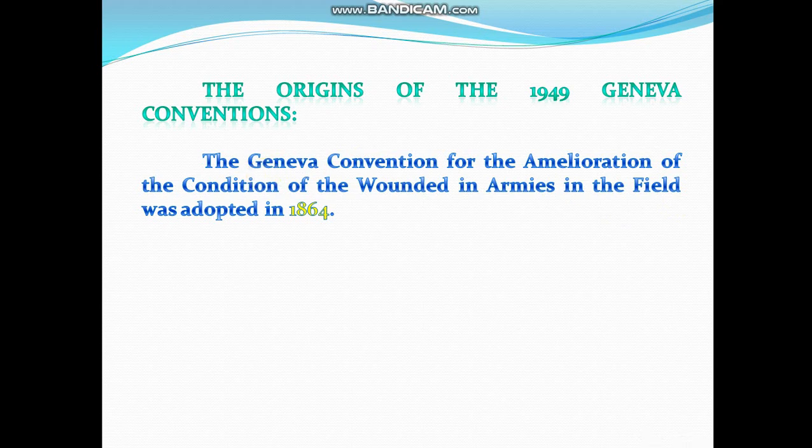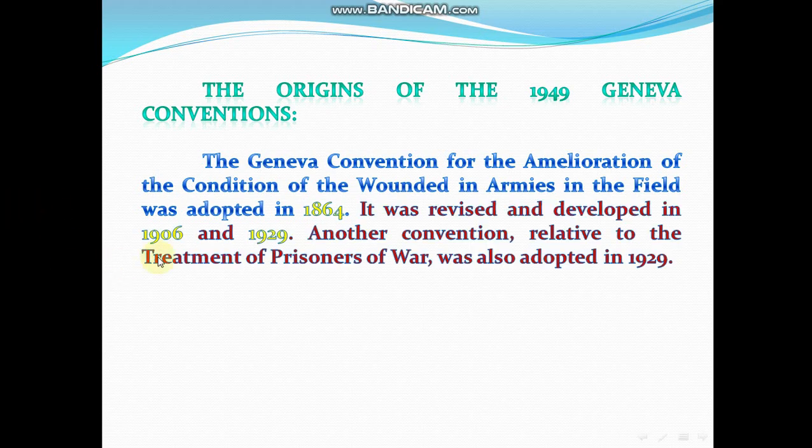This convention was amended after that. It was first amended in 1906, regarding the same topic, the amelioration of conditions of the wounded armies in the battlefield. However, in 1929, another modification occurred, but it wasn't about the wounded in the battlefield. It was regarding a new convention that relates to the treatment of prisoners of war. So in 1929, two topics were regulated within the Geneva Convention. Number one, the amelioration of the wounded in the battlefield. The second one is the treatment of prisoners of war.